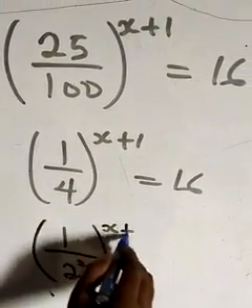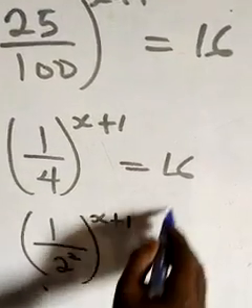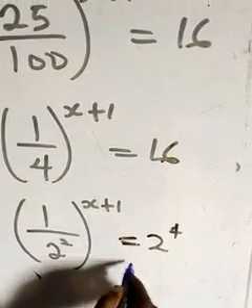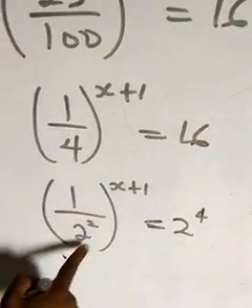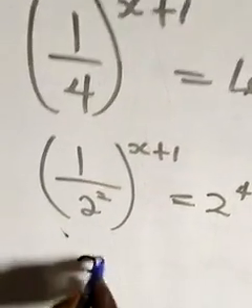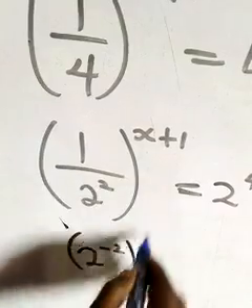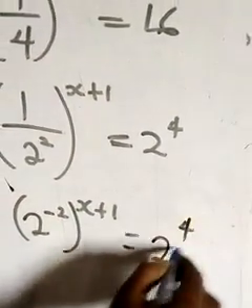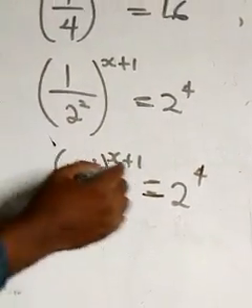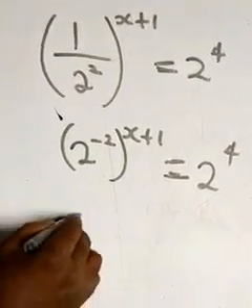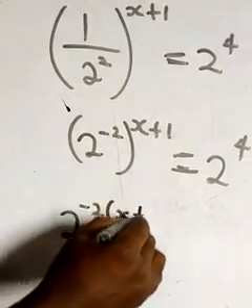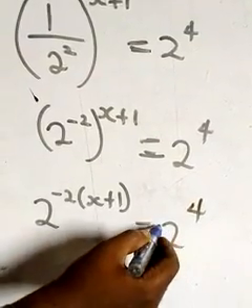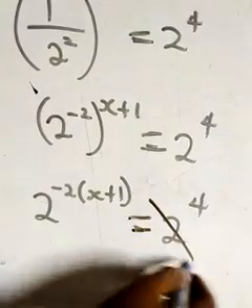That is, raised to the power x plus 1 equals 16. Since 16 is written as 2 raised to the power 4, remember? Yes. 1 over 2 raised to the power 2 now gives me 2 raised to the power minus 2, raised to the power x plus 1 equals 2 raised to the power 4. Now, if I multiply the power, I now have 2 raised to the power minus 2 times x plus 1, which gives me 2 raised to the power 4. Now, cancel the base. Since the bases are equal, 2 cancels 2 now.